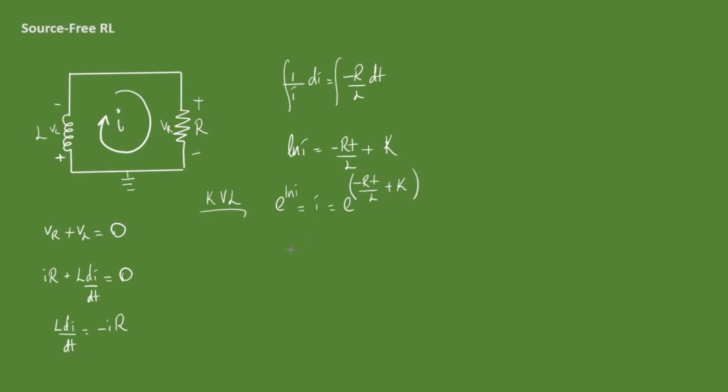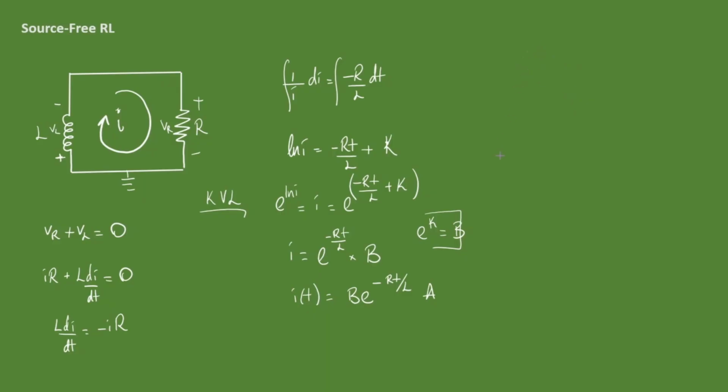Remember from our indices, we can bring this out. So e to the minus RT over L times, let's make e to the K equal b, times b. So our I as a function of time is b e to the minus RT over L amps. I of t is b e to the minus RT over L amps. We can't leave it like this. Remember, I've got to solve for the constant b.